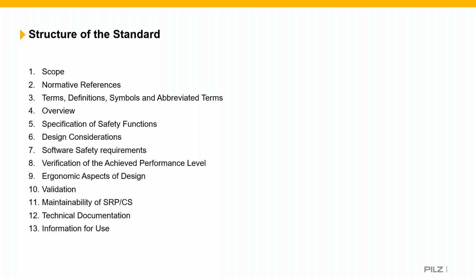How you can verify that you achieve your performance level, any ergonomic aspects of design. But then one of the big changes here is section 10. So validation has been included. All the normative parts of 13849 part 2 2012 have been put into section 10. So that's a new part. And then it comes on to maintainability, technical documentation, and information for use with the annexes.